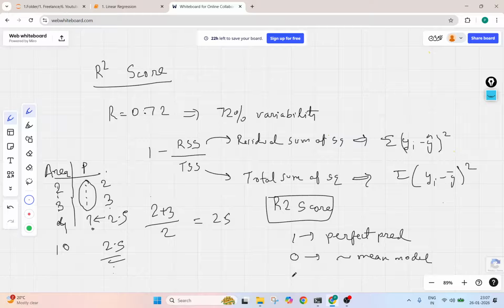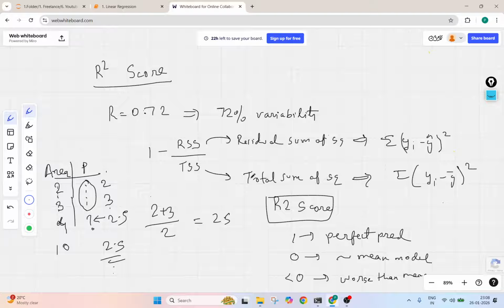But what do I mean when I say an R2 value of negative, less than 0? That means it is a worse model than the mean model. Even if you do nothing, a simple mean model's performance would be better than the model that you have developed if your R2 score goes negative. So this is very, very important, and this is something you should always remember from the formula: the R2 score tells you how much better your model is with respect to the mean model.